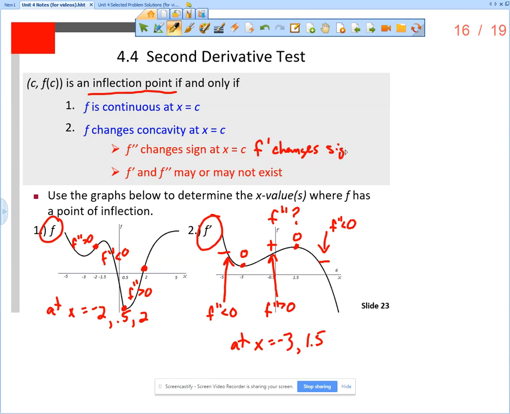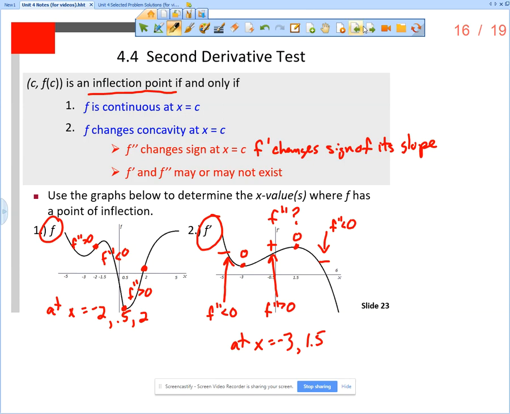sign of its slope. So the slope of f prime changes sign. So if I look at this, the slope is negative, then the slope is positive. So point of inflection on f. Slope is positive, then slope is negative. So in other words, a point of inflection on f would occur when f prime has a local minimum or maximum. All right, so that is slide 23.